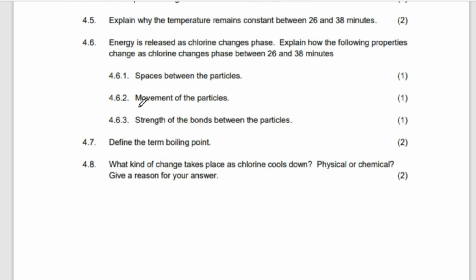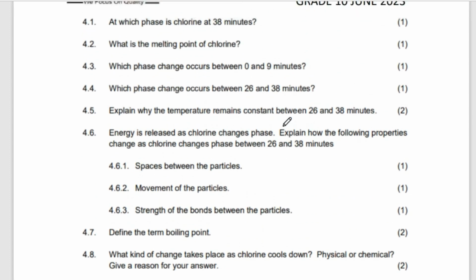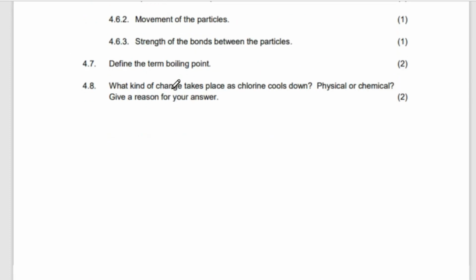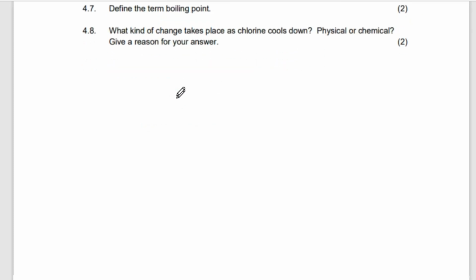Yes. And then the strength of the bond between the particles is also increasing. The space reduces, the movement reduces, and the strength of the bond also increases. Why? Because it's changing from one phase to another. Remember, the more compact it is, the stronger the bonds. Define a boiling point. That's the definition. Just go and define those definitions.